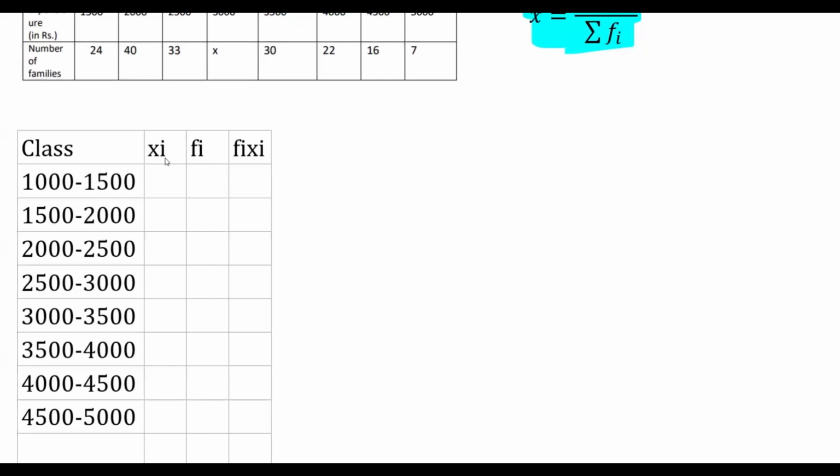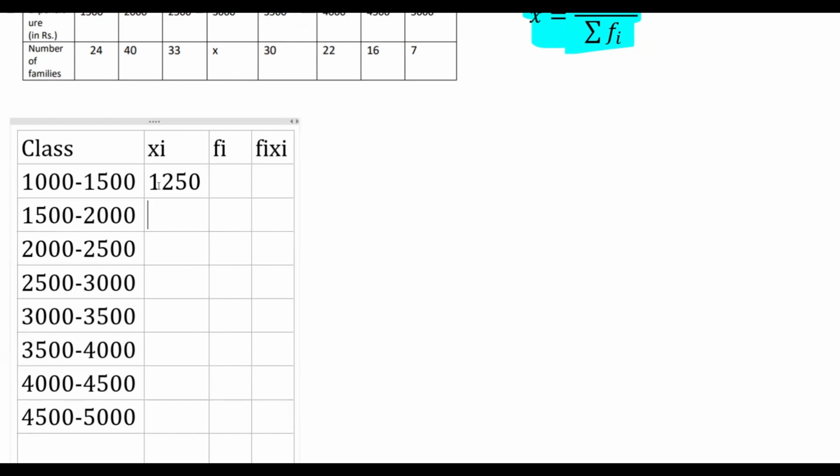It should be 1250. So this is what? 1250. This we are getting as 1250. And in the next, it is 1500 plus 2000, that is 1750. Likewise, you keep on adding 500 to the preceding. That should be 2250.